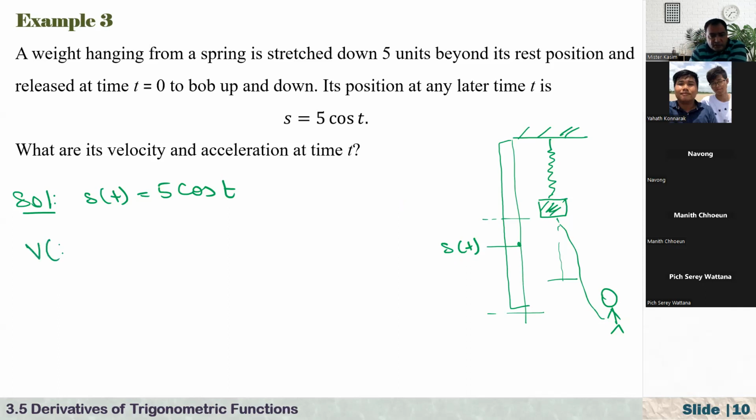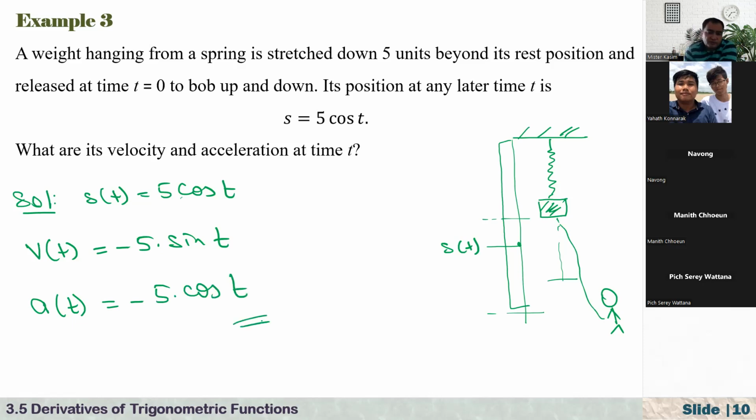So to find the velocity function v of t, we differentiate this, and that's equal to minus 5 times sine of t. That is the velocity of this harmonic motion of the particle and weight. And how about the acceleration at time t? If you differentiate one more time, it's equal to minus 5 times cosine of t. That's it. You have to know this much for now.